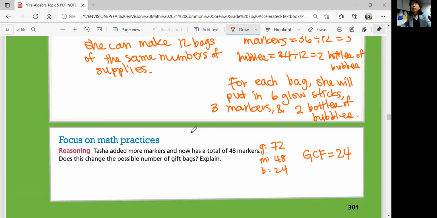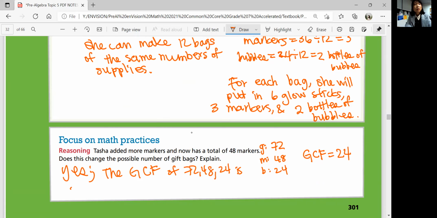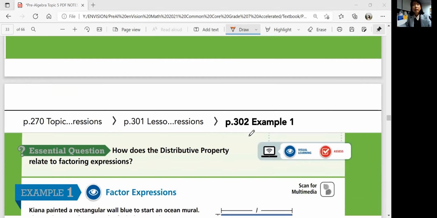So now instead of making 12 bags, now she can double that amount and make 24 bags. So yes, this changes the possible number of gift bags because the greatest common factor of 72, 48, and 24 is 24. There would be how many bags? 24 gift bags. Okay. So let's move on to example 1.